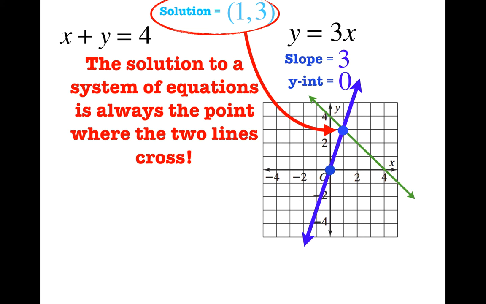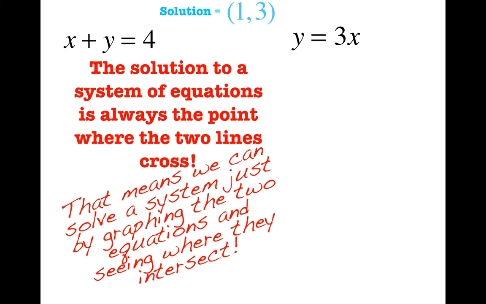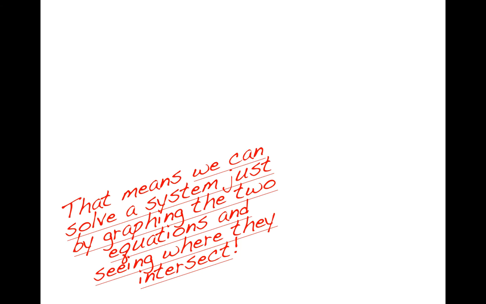The solution to a system of equations is in fact always the point where the 2 lines cross on a graph. That wasn't just a coincidence. It wasn't just happenstance. It happened that way for a reason. We can solve a system of equations just by graphing the 2 equations and seeing where they intersect. So if you have a system of equations that you can't figure out in your head, or by guessing and checking, you can solve the system by graphing the 2 lines and seeing where they cross. How do we solve a system of equations? You graph the 2 equations and see where they crisscross each other.